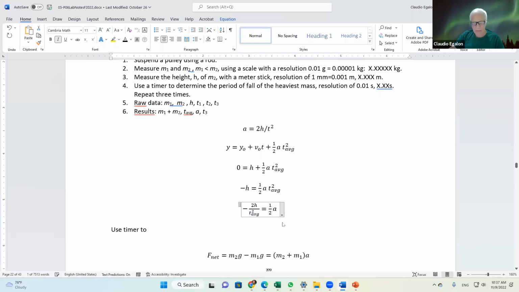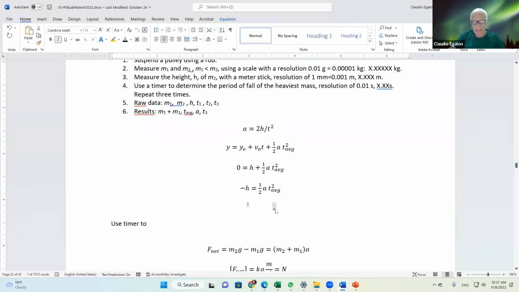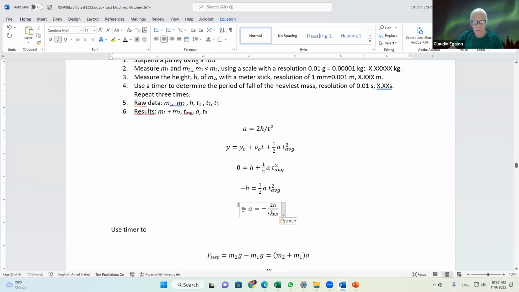And this negative means that the acceleration is downwards. That's all it means. I'm just taking the magnitude of the acceleration. We don't need this negative sign here. The negative acceleration means that my axis is upwards and my acceleration is downwards. That's what it means. That's why we got the negative here.